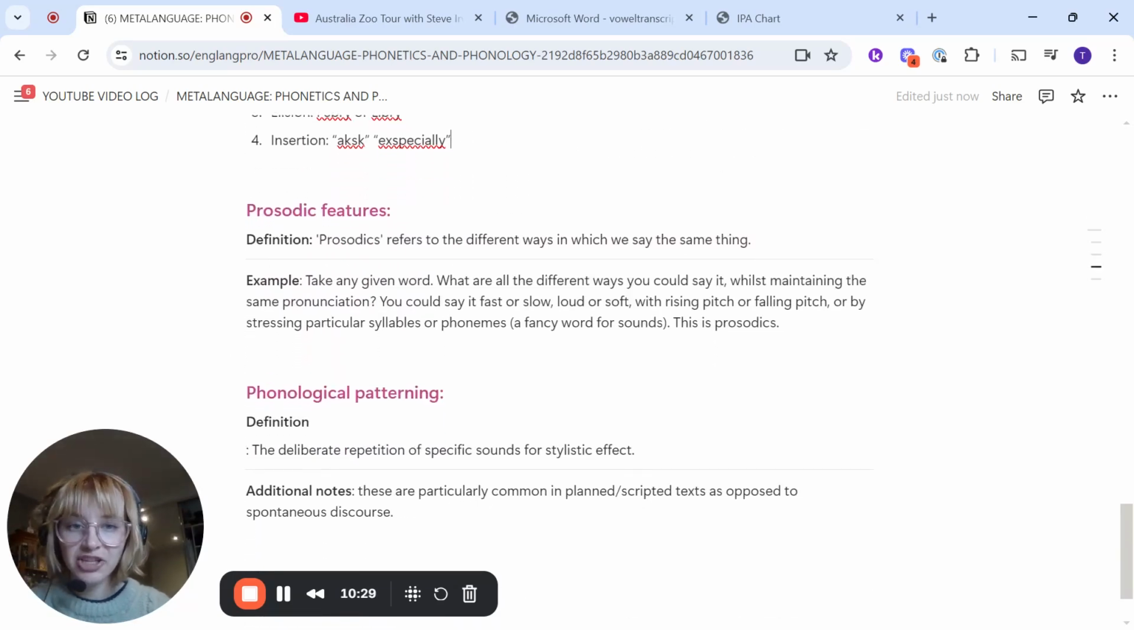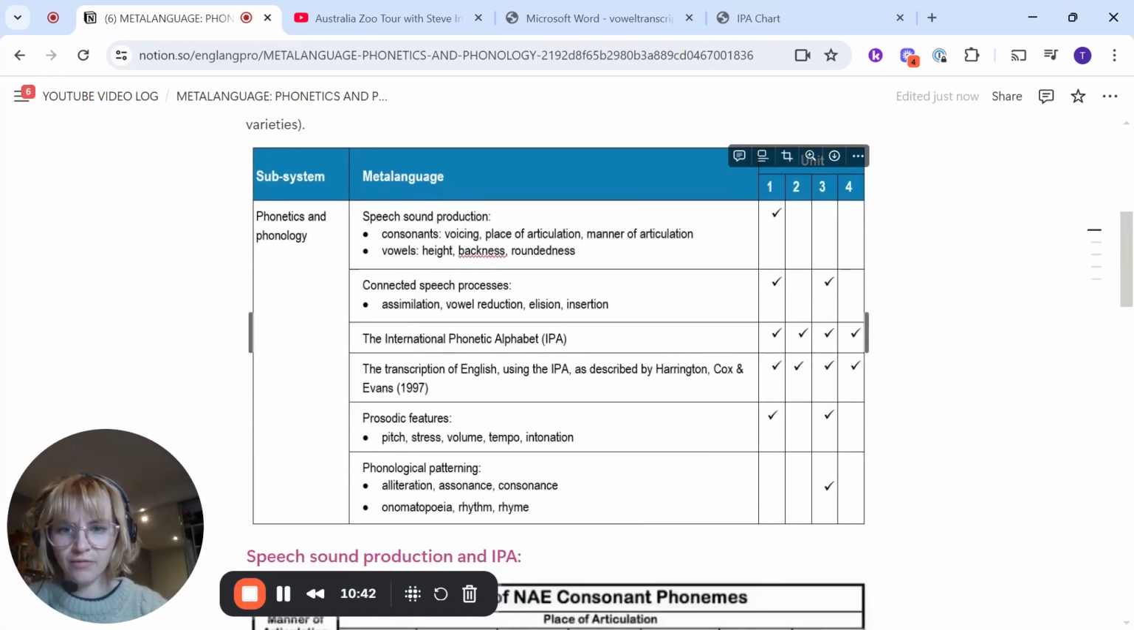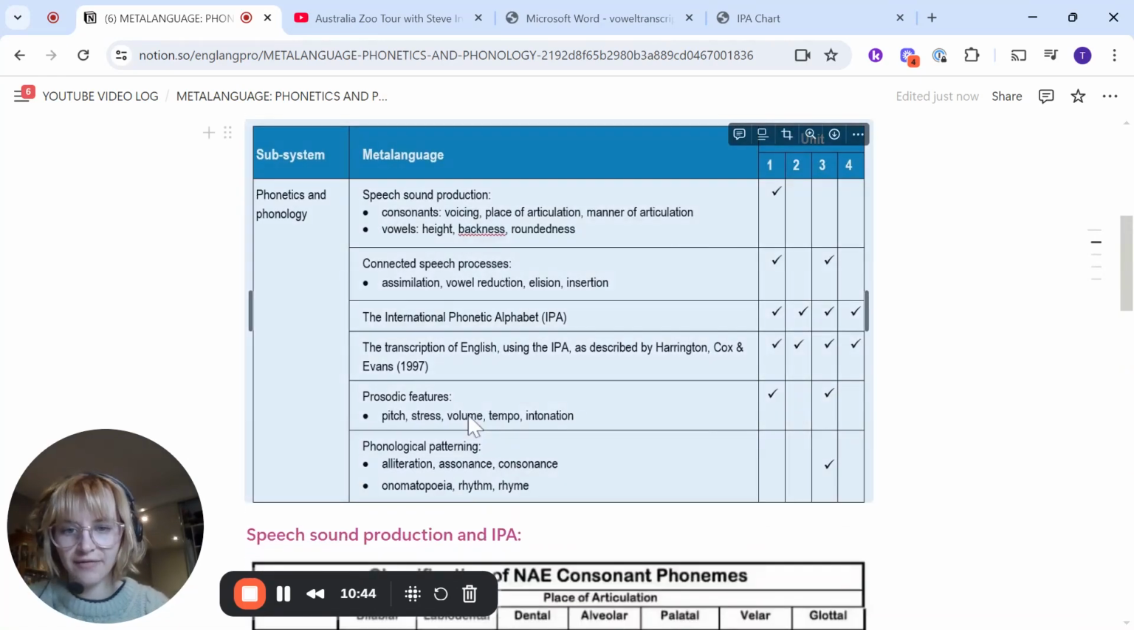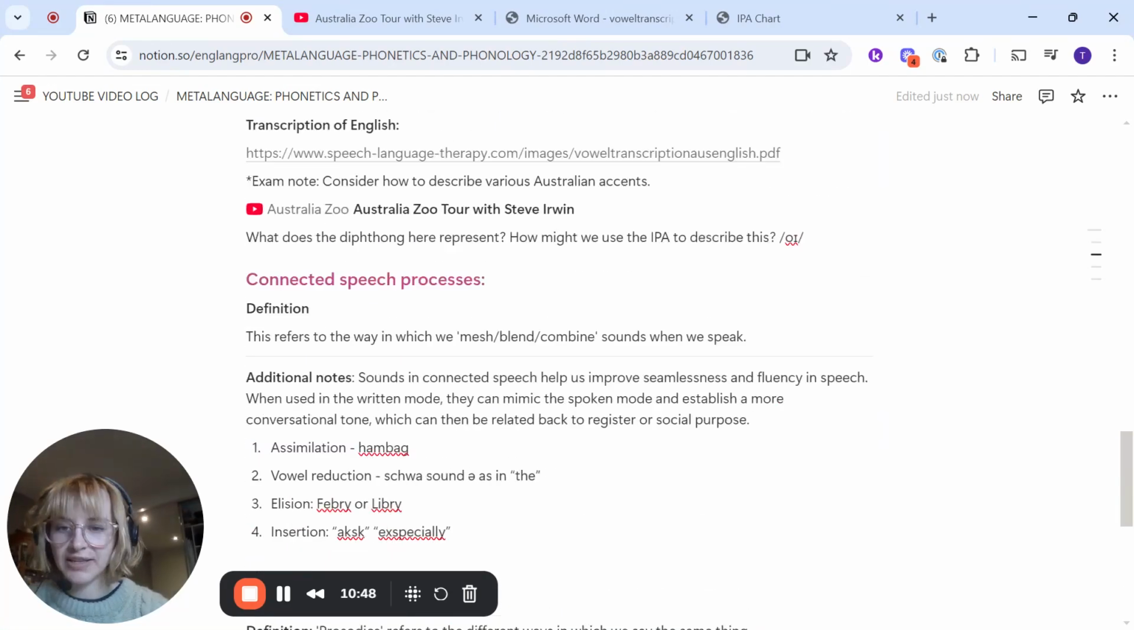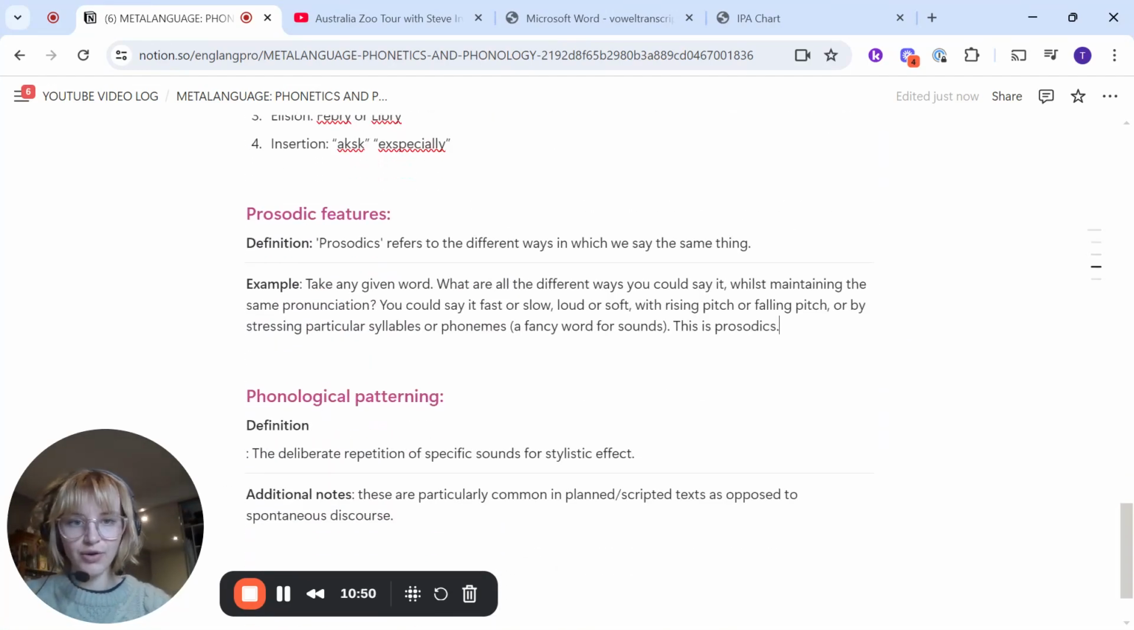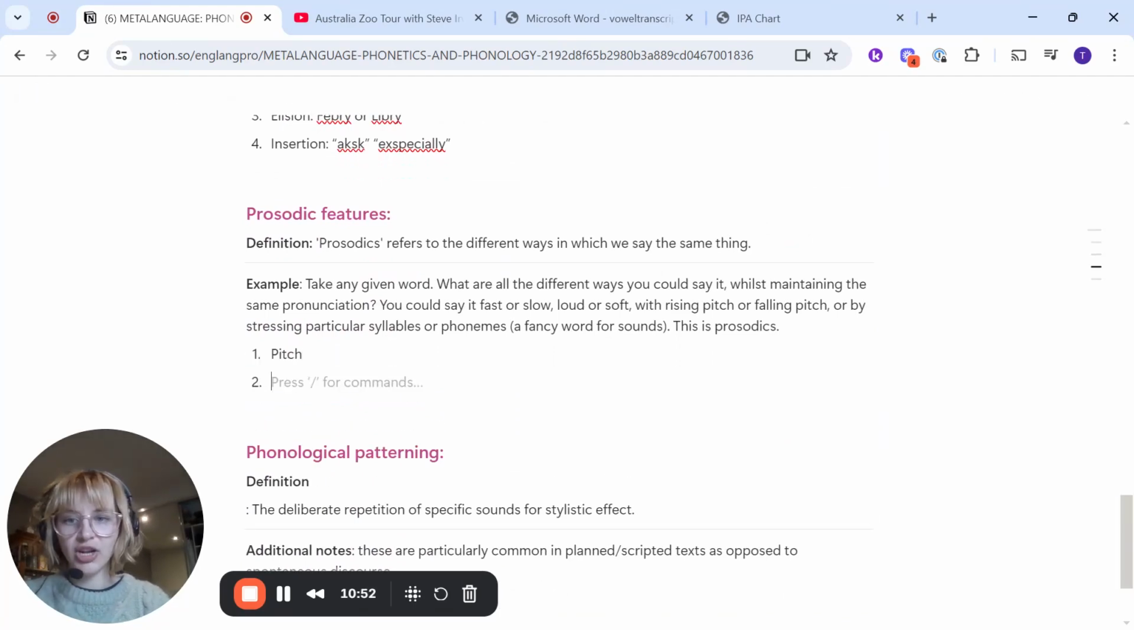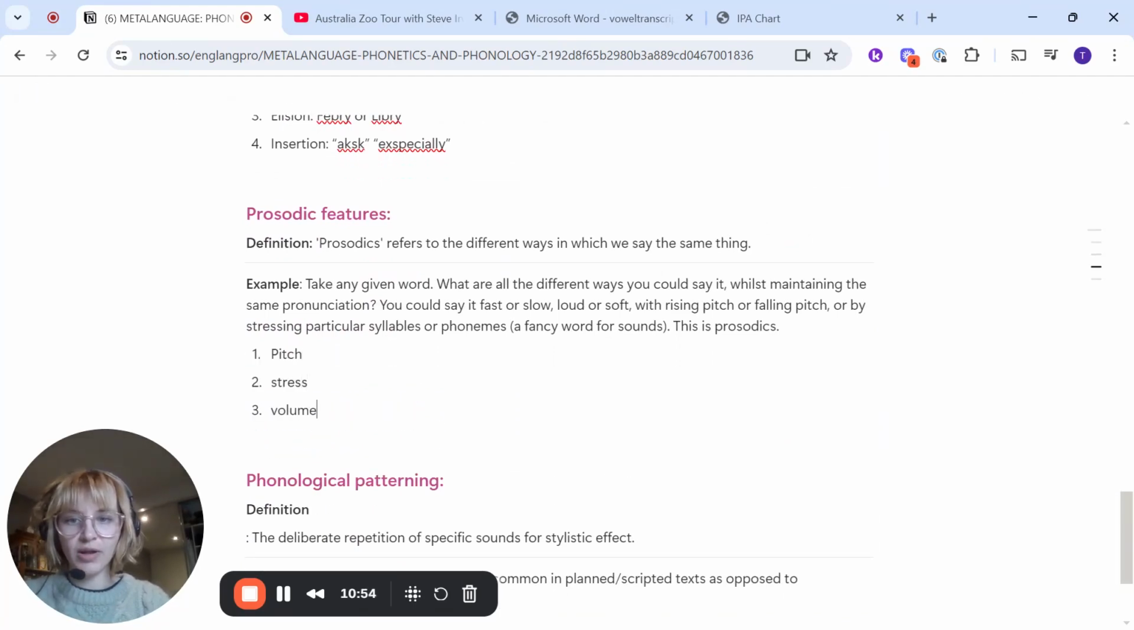Moving on to prosodic features. So this is in sound. How can we say the exact same word? So things like volume, tempo, pitch, intonation, emphasis. And I think those are the 5 that they've, instead of emphasis, stress. Pitch, stress, volume, tempo, intonation.